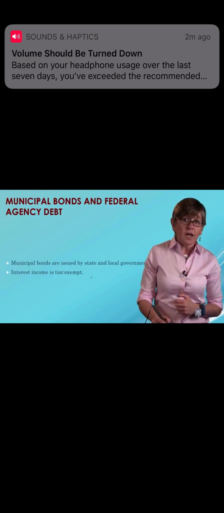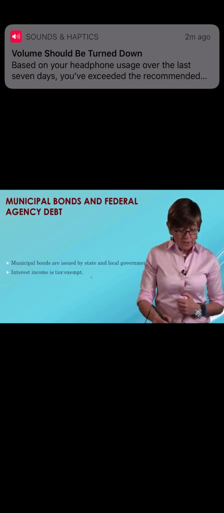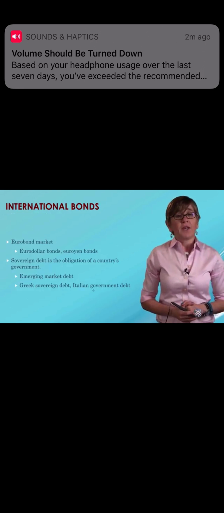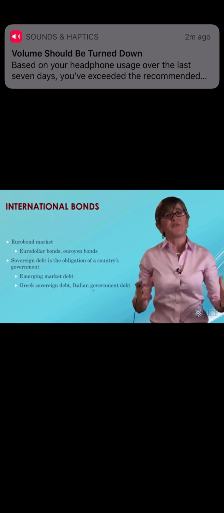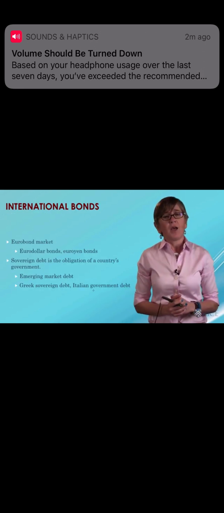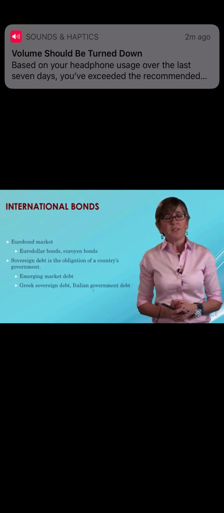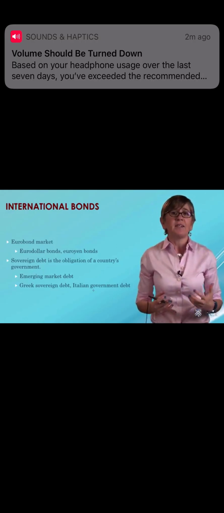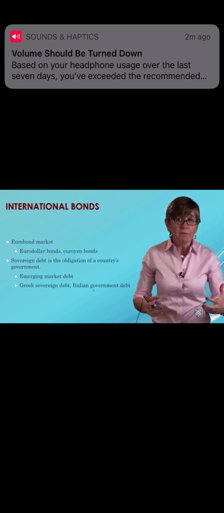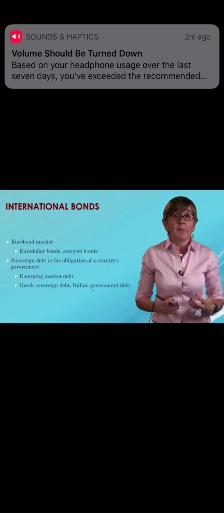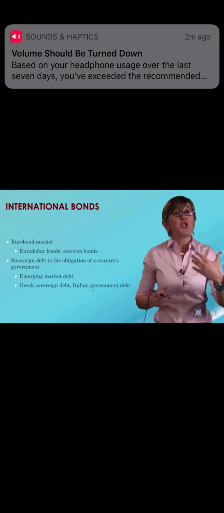Lastly, I would like to give you some examples of international bonds. Now, there is really no clear classification of international bonds. A Eurobond, for example, is a bond that is denominated in a currency other than that of the country in which it is issued. So, for example, a Euro-yen bond is a bond that is denominated in yen but issued outside of Japan.